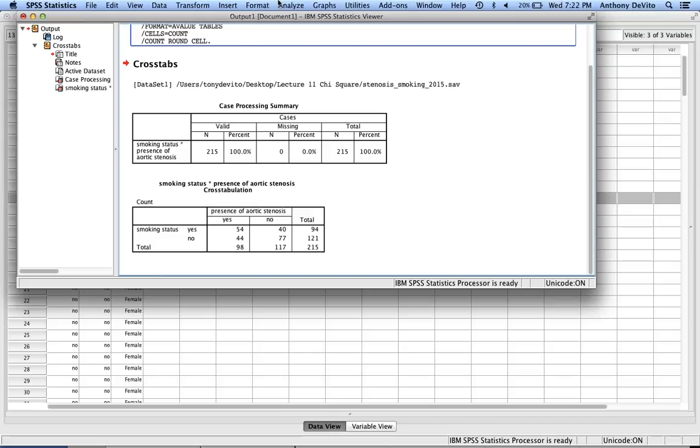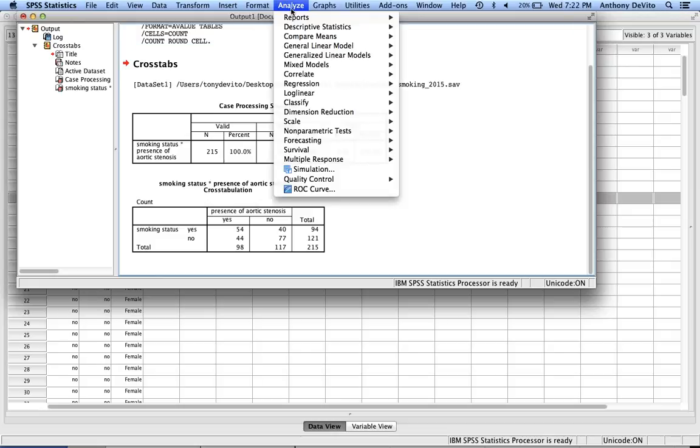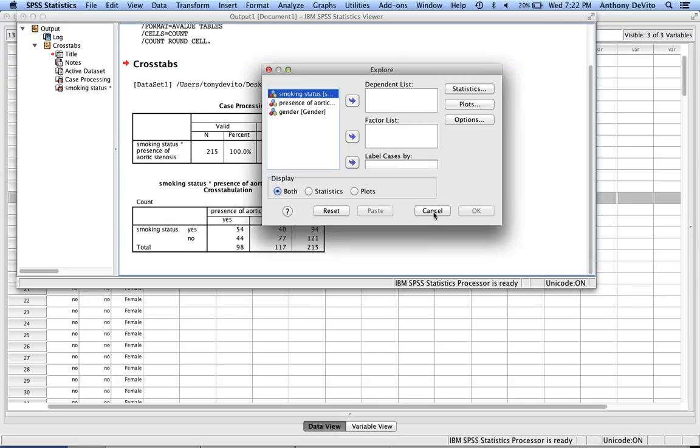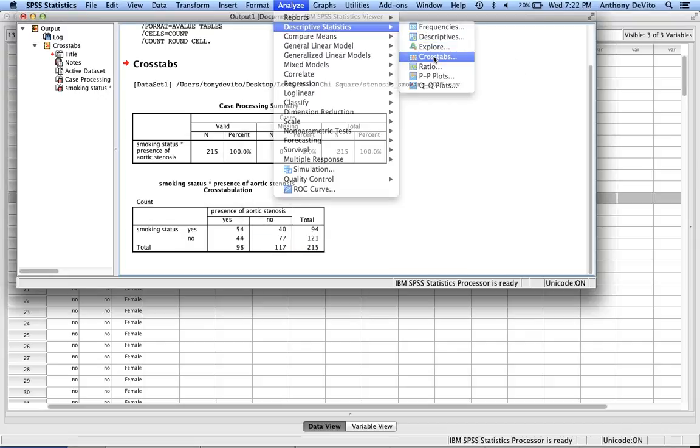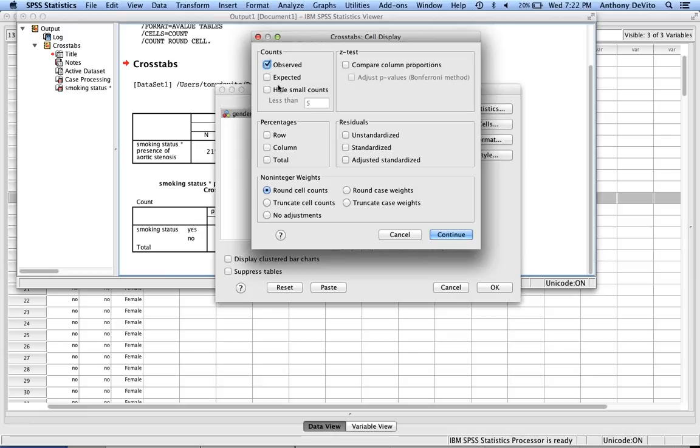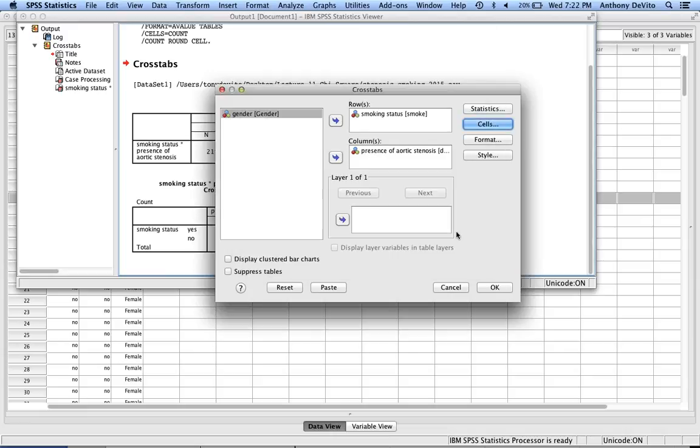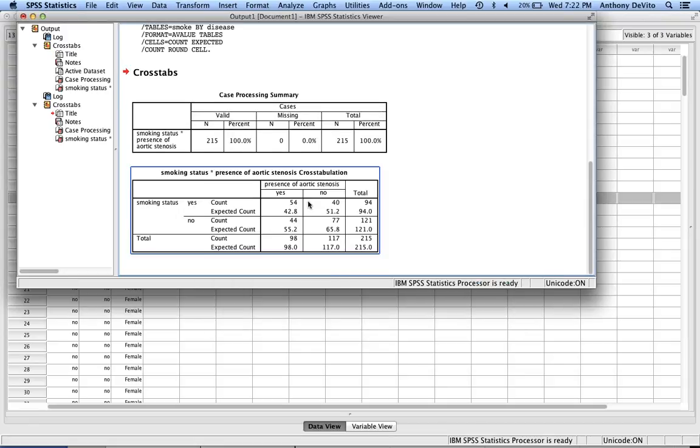This is our observed values. Maybe SPSS can also give me a table for expected values. So I'm going to go to Analyze, Descriptive Statistics, Crosstabs again. This time I'm going to go into cells and ask it to also calculate my expected values. Then I'll click OK, and OK again. This time it calculated my observed values, and for each one of these boxes, my expected values. The only difference is it didn't build two separate tables. It put both values in each cell. 54 was the observed, 42.8 was the expected, and so on.